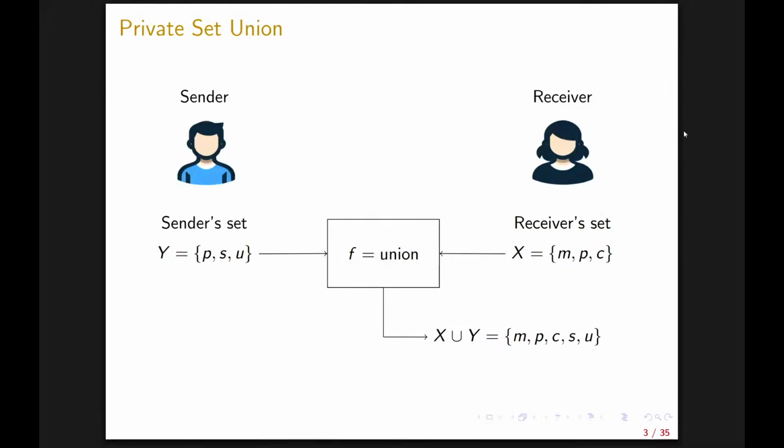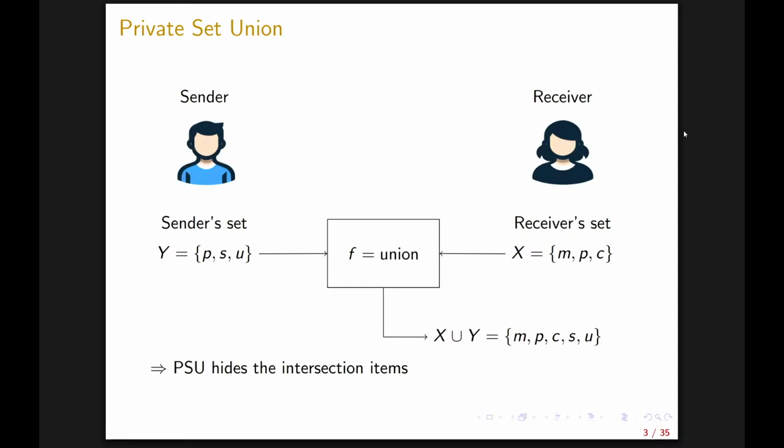Let's say one party, the sender, has P and S, and the receiver has P and M. The output will be P, M, S, and you remove the duplicate P; P appears twice, so you output it only once. So in some sense, PSU wants to hide the intersection items, unlike PSI, where you want to compute it. Now you want to hide it.